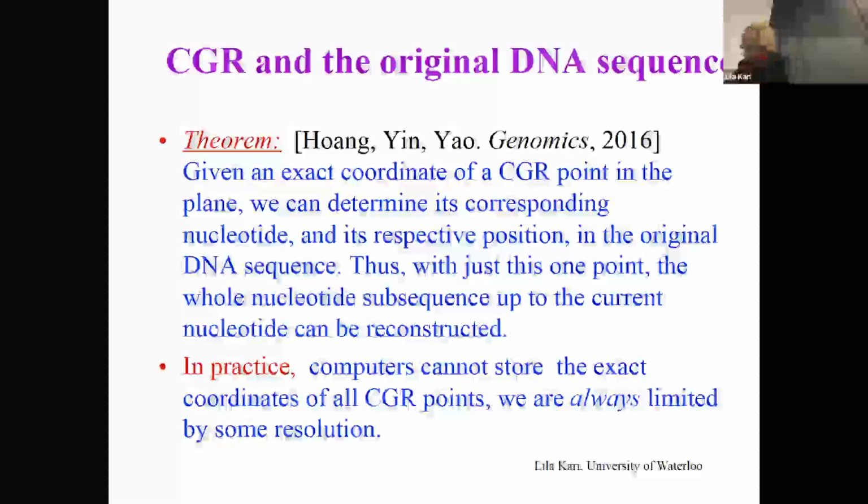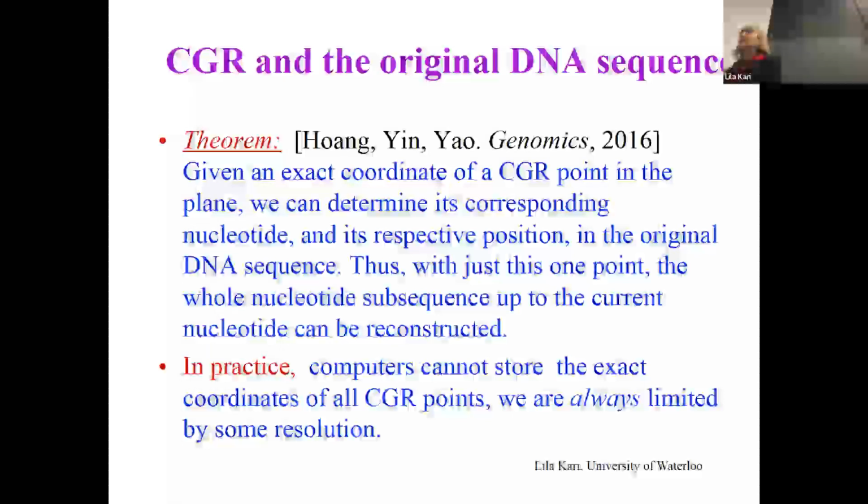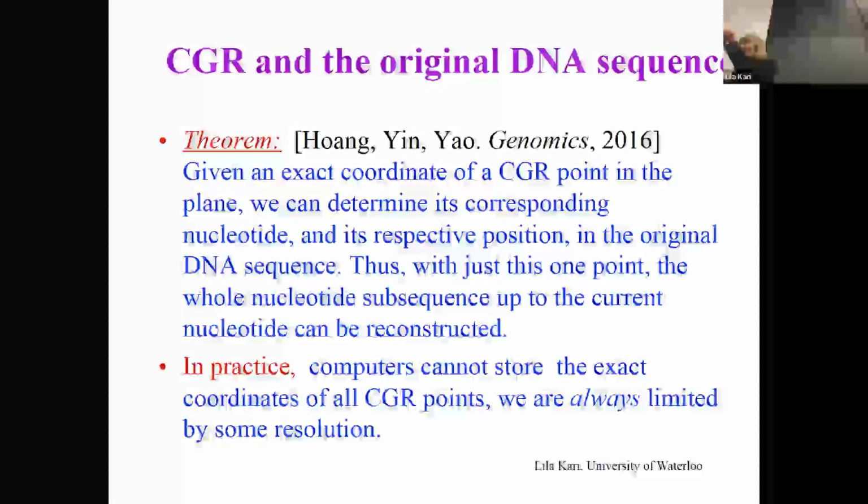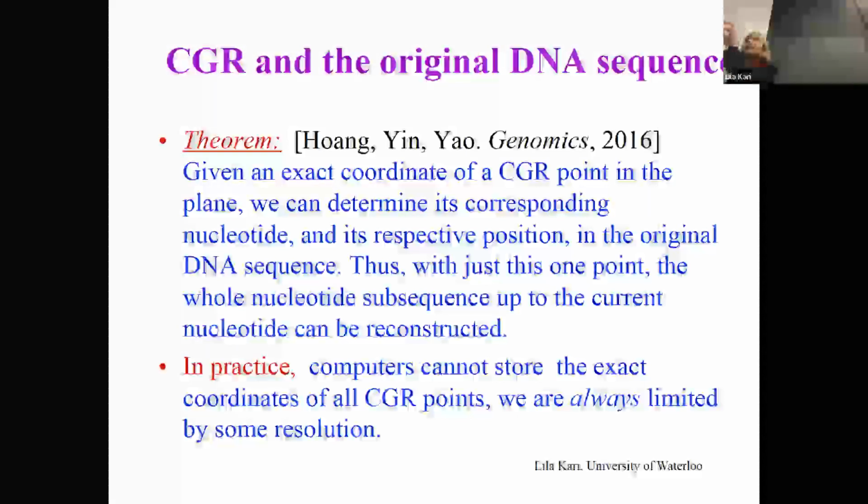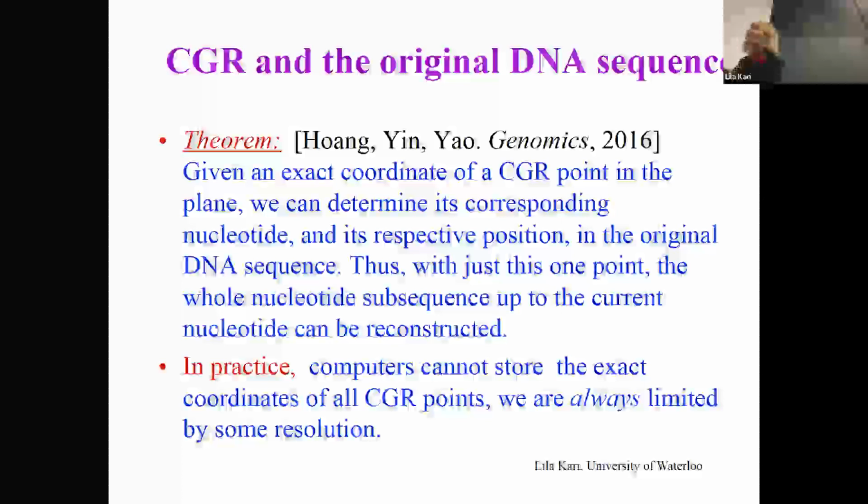However, in practice, computers cannot store exact coordinates of all CGR points. So in practice, we are always limited at some resolution, and some dots fall in the same little square. So it's not exact. You cannot really retrieve it. This is like a theoretical result.